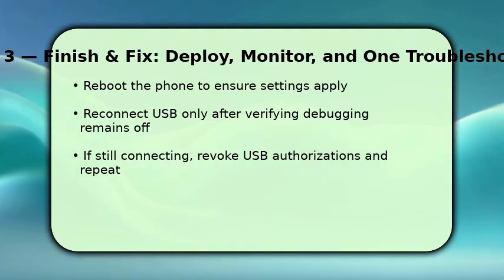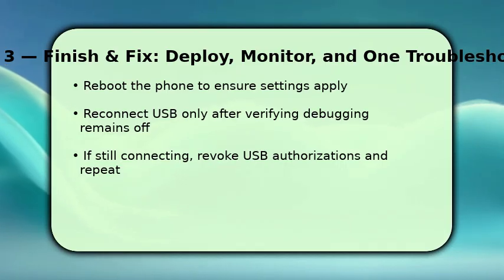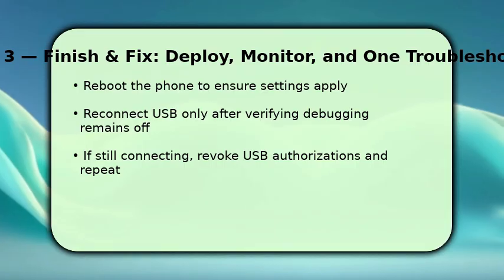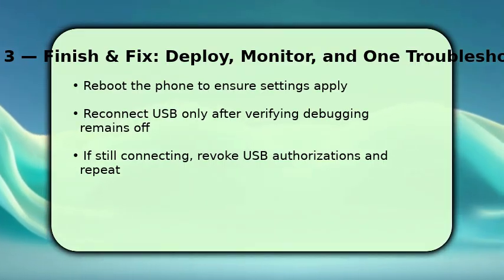If the phone still appears accessible, go back and use Revoke USB debugging authorizations. Then toggle debugging off and reboot again. That clears saved keys and resolves most stubborn connection issues.